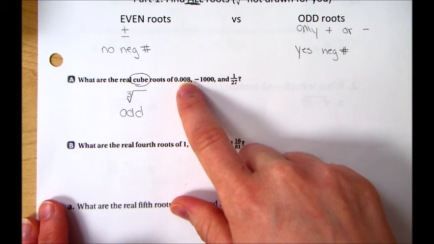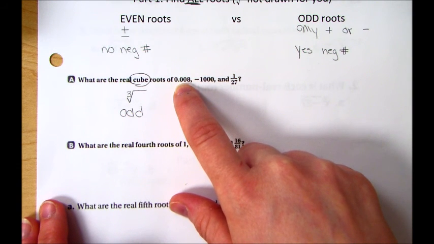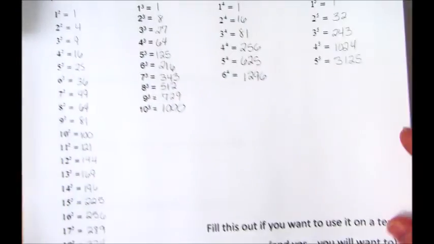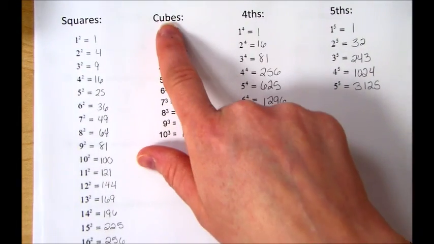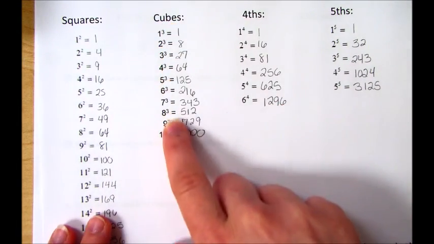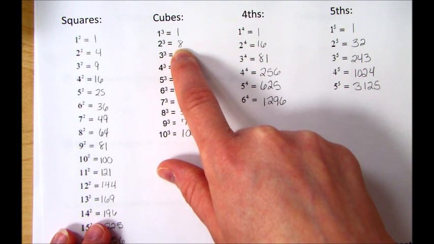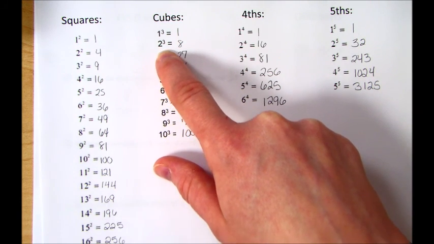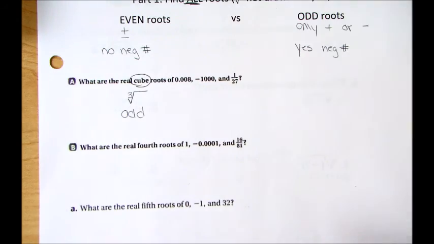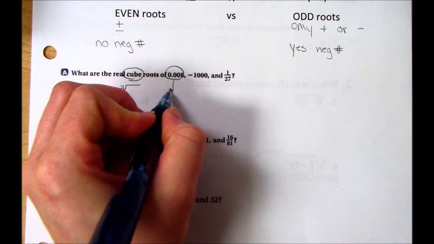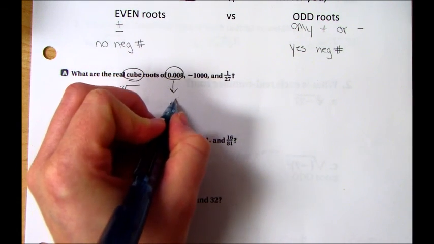So we need the cube root of 0.008. What I'm going to do is take my sheet and go to my cube list, and I'm going to find the cube root, there it is, of this 8. So the cube root of 0.008 is going to be 0.2. I'll show this to you in a moment. So this was a positive 0.008, so the cube root is going to be 0.2.